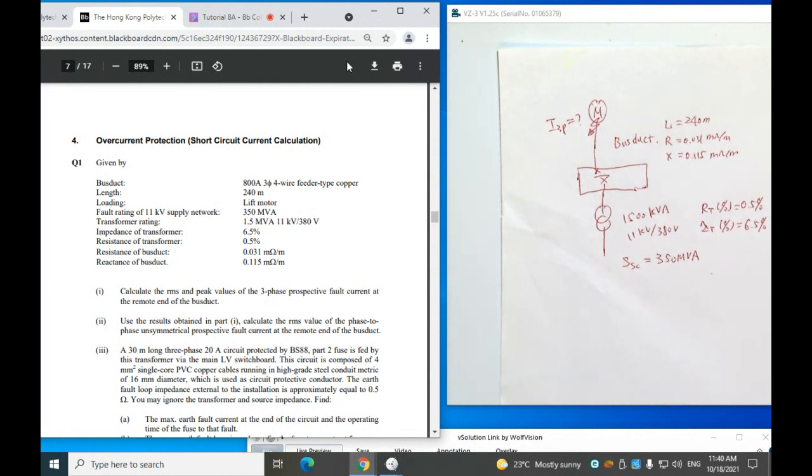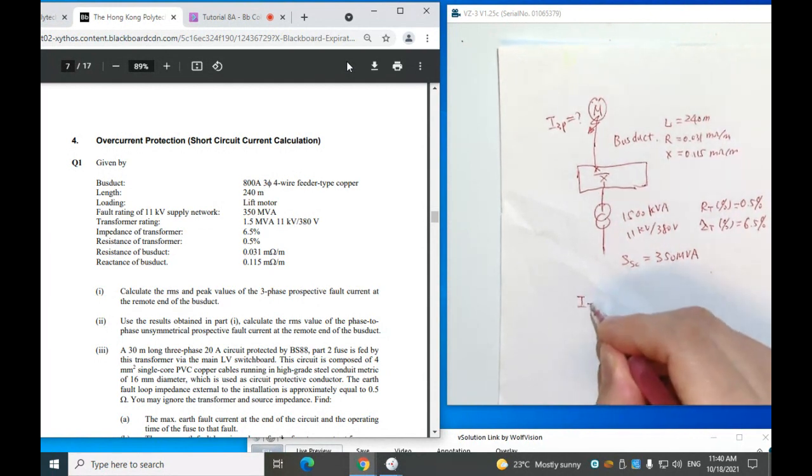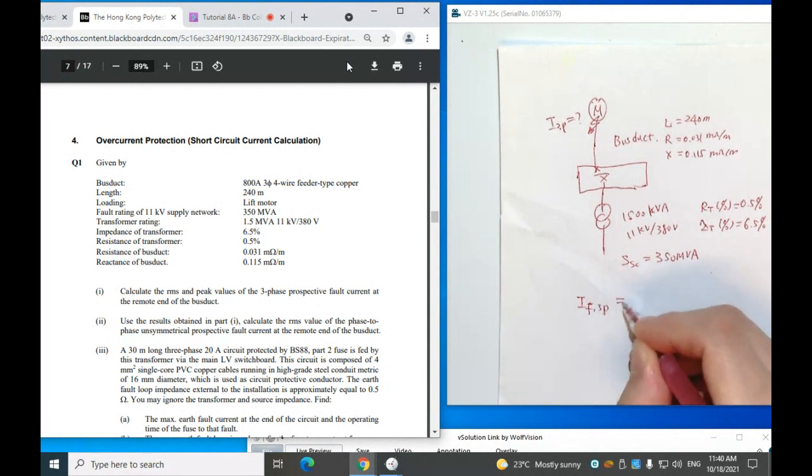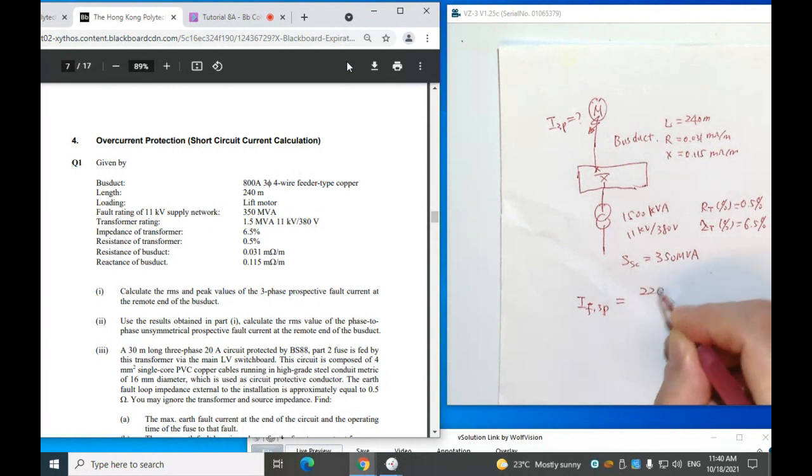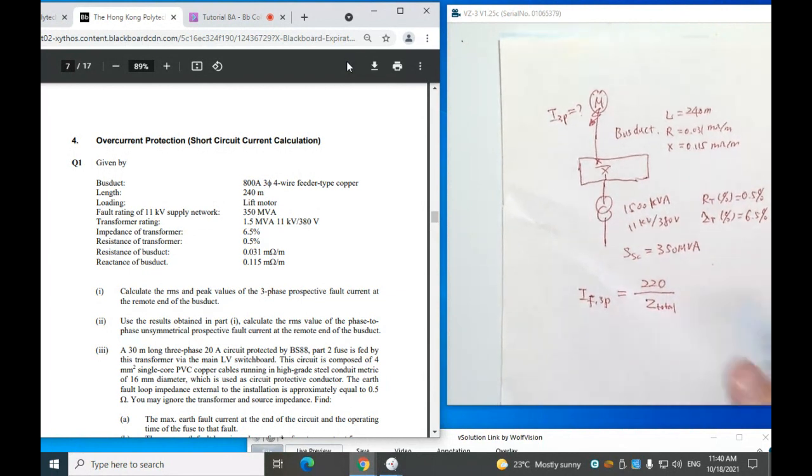Because we know everything about the circuit, we can use the approach or formula given in the lecture to find the fault current. Basically, the three-phase fault current is equal to the phase voltage divided by the total impedance.